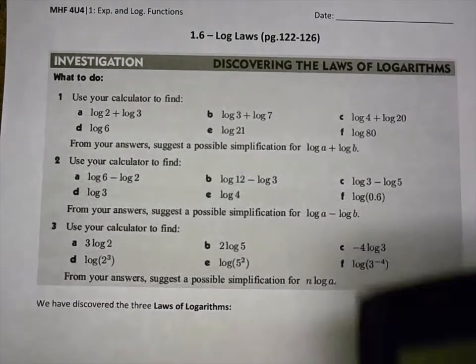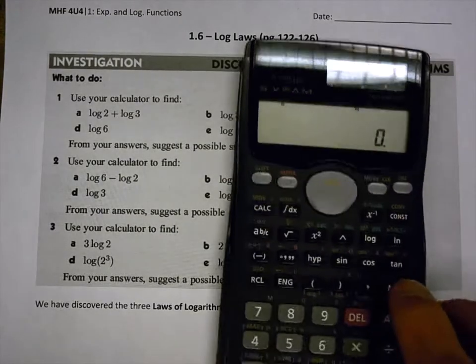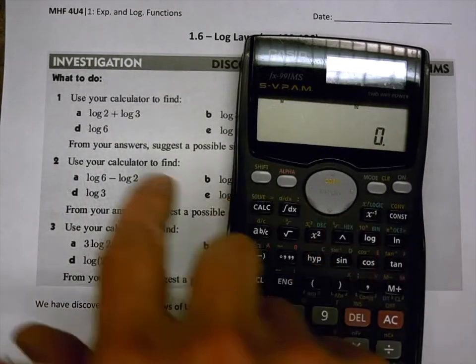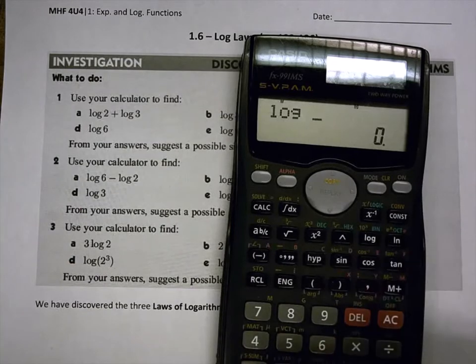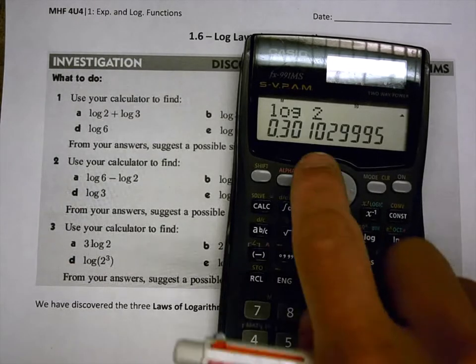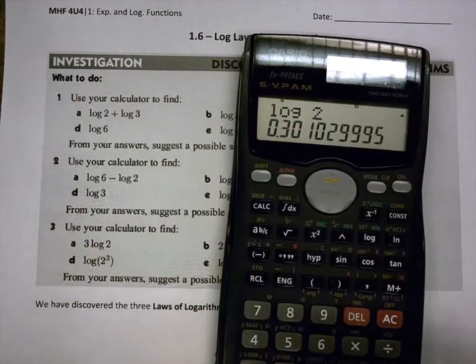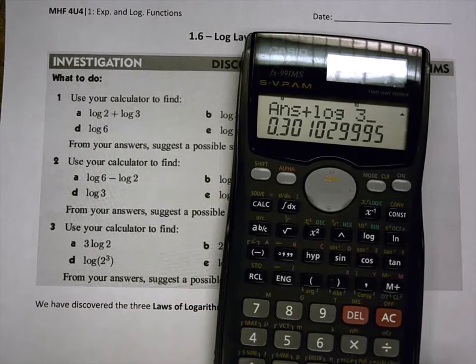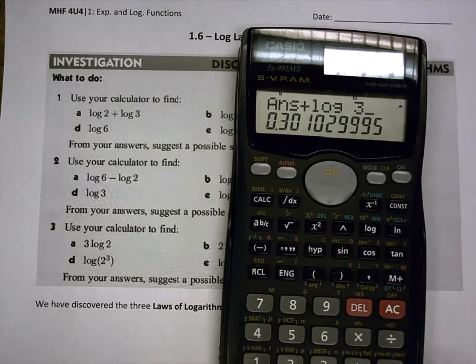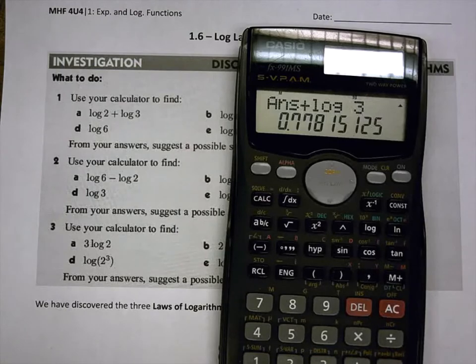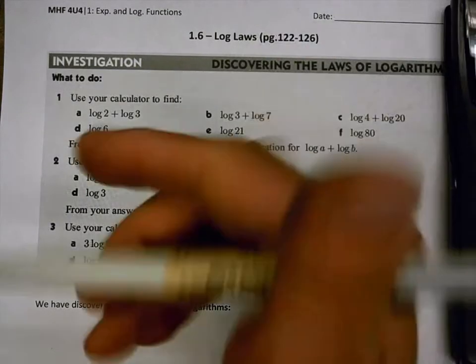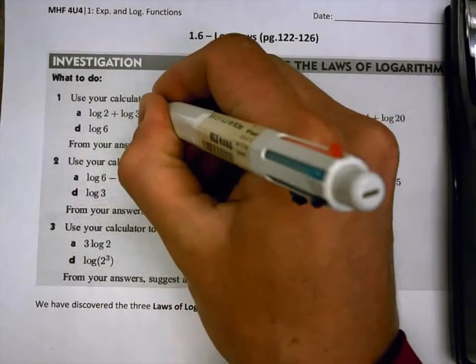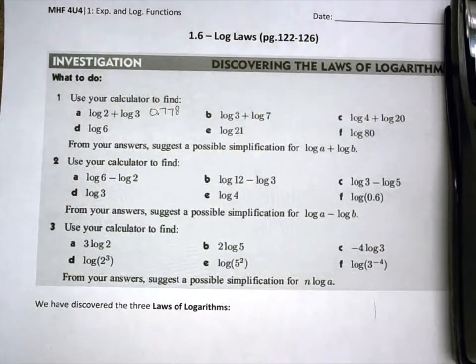Fun little activity here. Basically, you're going to use your calculator and just solve each of these really quickly. So log 2 plus log 3. Log 2, remember that's a number. It's base 10. There's no base, so we know it's base 10. Plus log 3. Make sure you're careful with order of operations in your calculator. And I get 0.778, remembering about 3 significant figures. And just write the numbers in there.